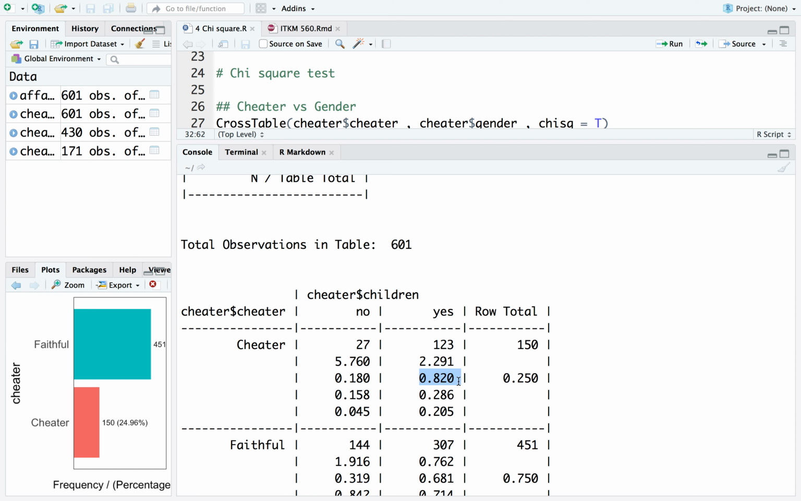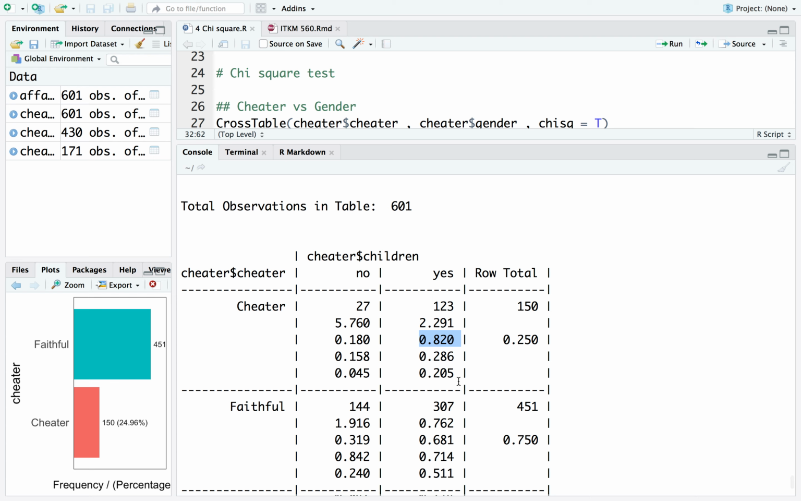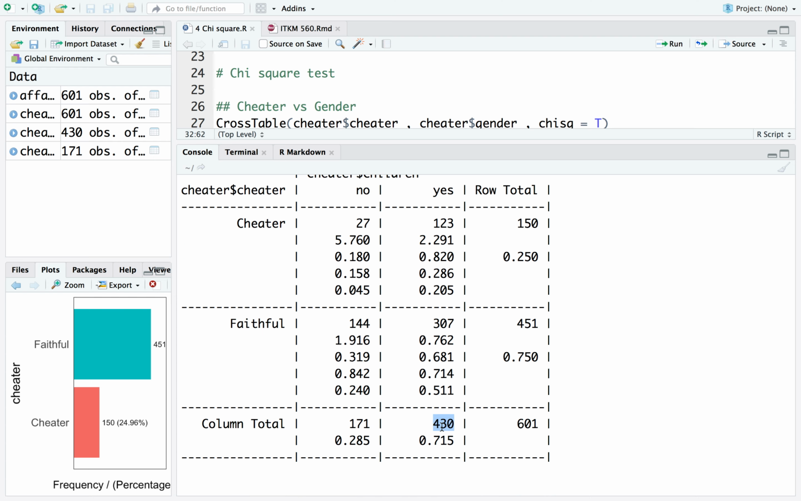So you'd say, well, if you have children, then you're a cheater. Really? Well, don't we know that there are a lot more people with children than without? So, of course, there is likely to be a higher proportion of people cheating, again, it's a row statistic, with children.